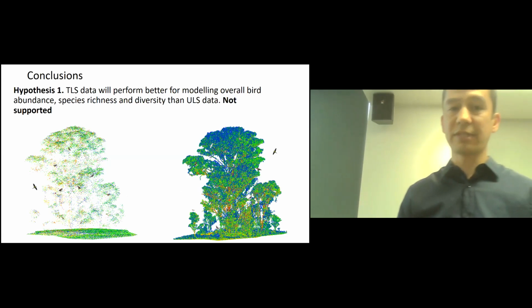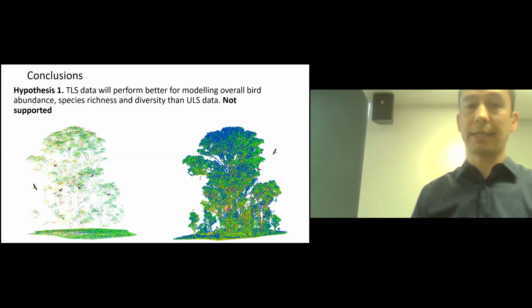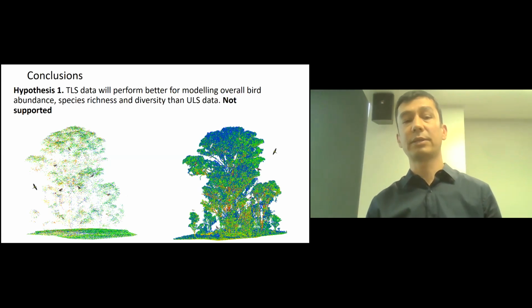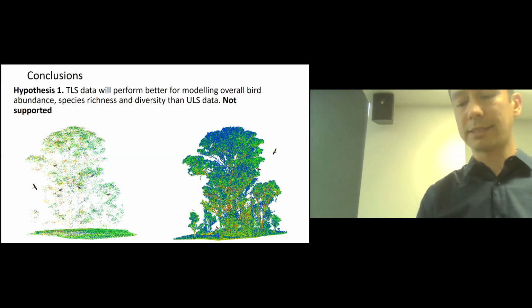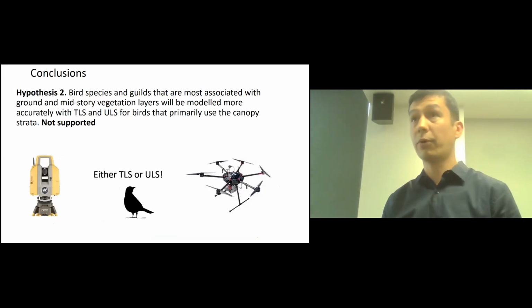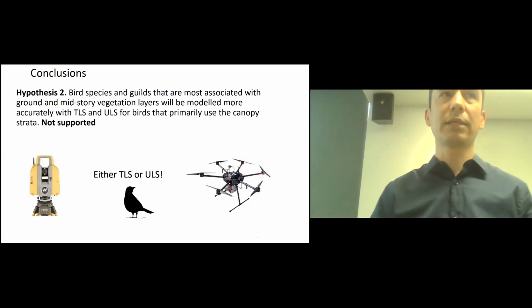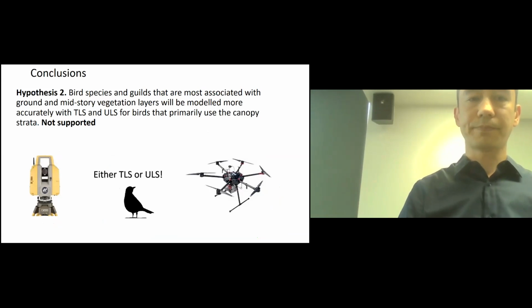So our first hypothesis wasn't supported because we had similar results for TLS and ULS data. And our second hypothesis also wasn't supported because, again, guilds responded almost similarly.